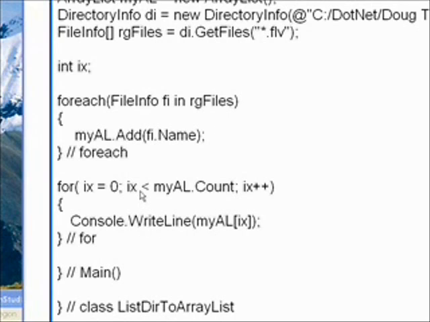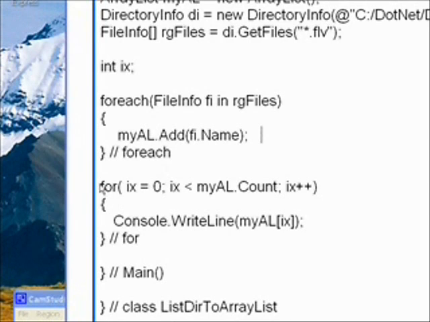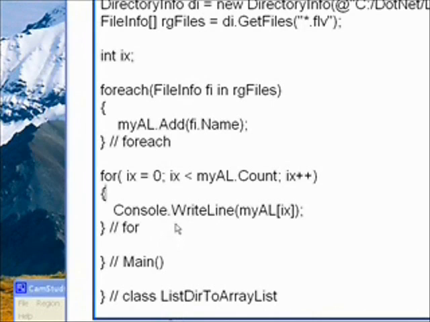uses the count property of the array list to determine when to stop looping, and loops through each of the indexes, the ix value, and the myAL square bracket, ix square bracket, and the printout. So we're looping through each of the members of the array list and printing it out on the screen. So it'll look the same as the previous one, in that it's printing out all the file names from the directory, but in this case it's reading them all into an array list, and then it's printing out the array list, which proves that the code actually fills in the array list the way we want it to.